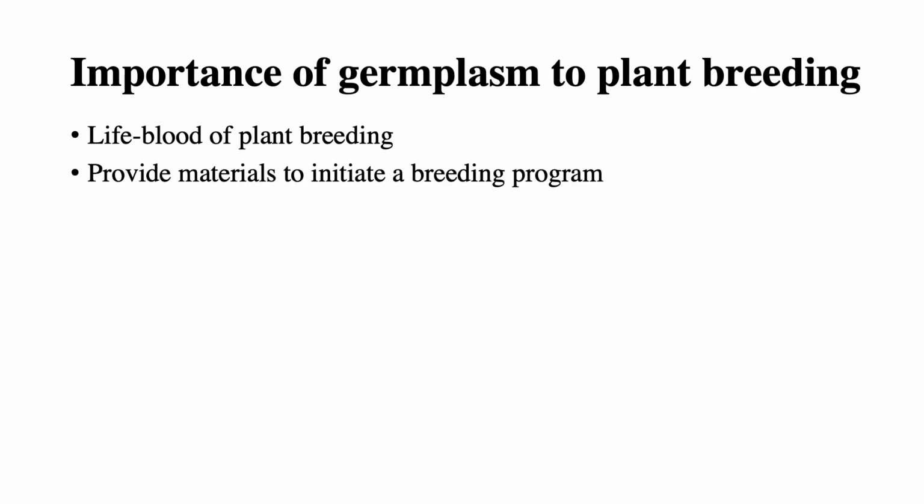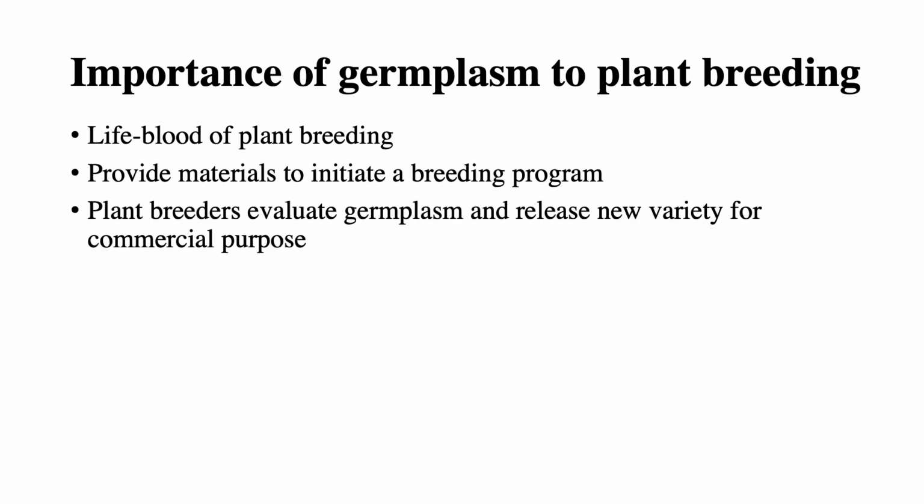The germplasm provides the materials in the shape of parents to be used to initiate a breeding program. Sometimes the plant breeders evaluate plant germplasm and make a selection from the existing biological variation, and then promising or superior genotypes that are adapted to the production region are released to the producer.